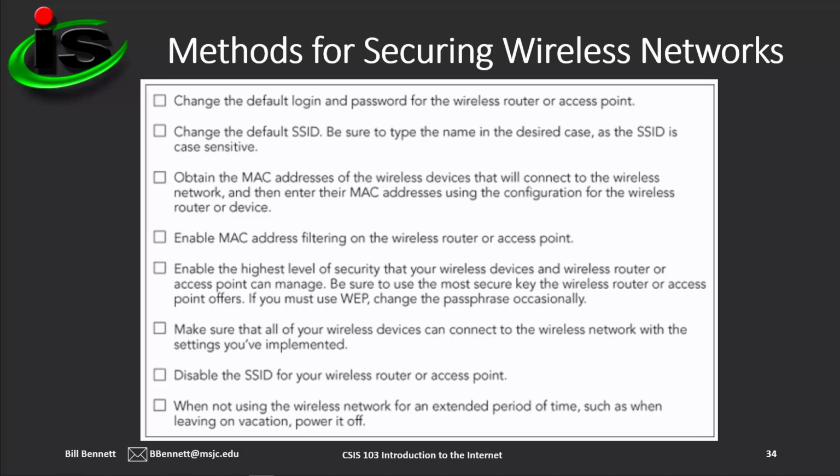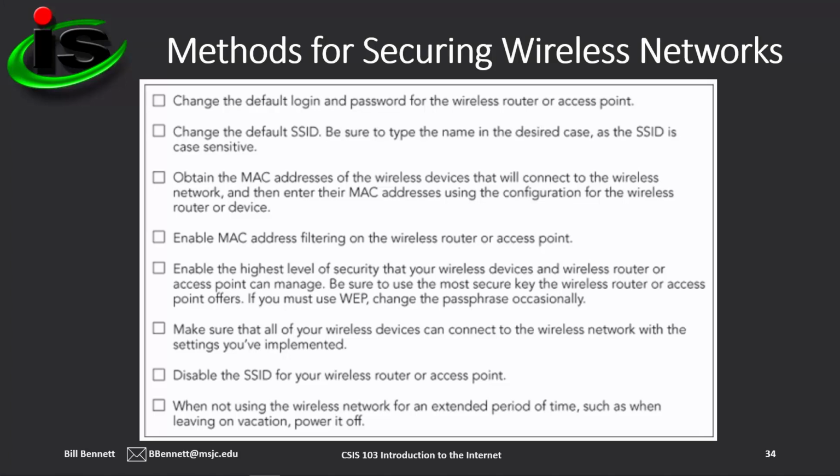Change the default login and password for the wireless router and access point. Change the default SSID. Be sure you type in the new name in the desired case, as the SSID is case sensitive. Obtain the MAC address of the wireless devices that will connect to the wireless network, and then enter their MAC addresses using the configuration for the wireless router or the device. Enable MAC address filtering on the wireless router or access point.